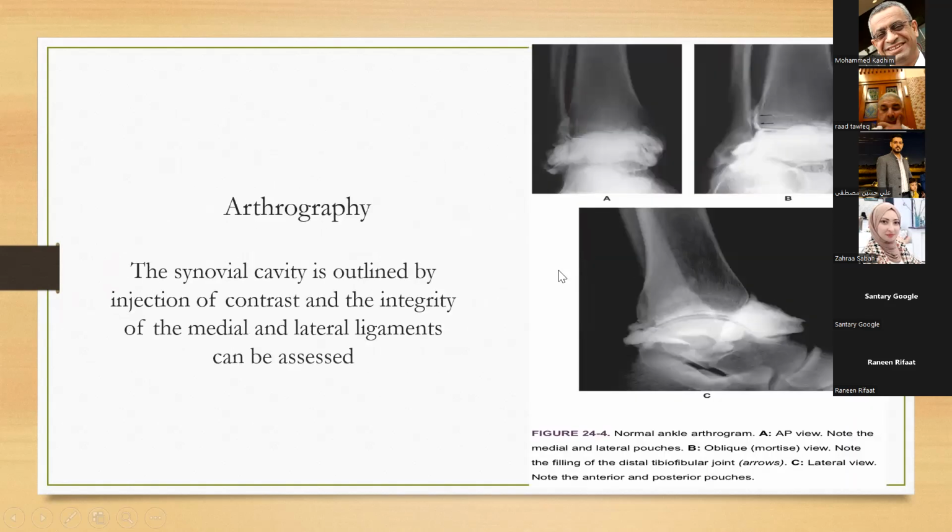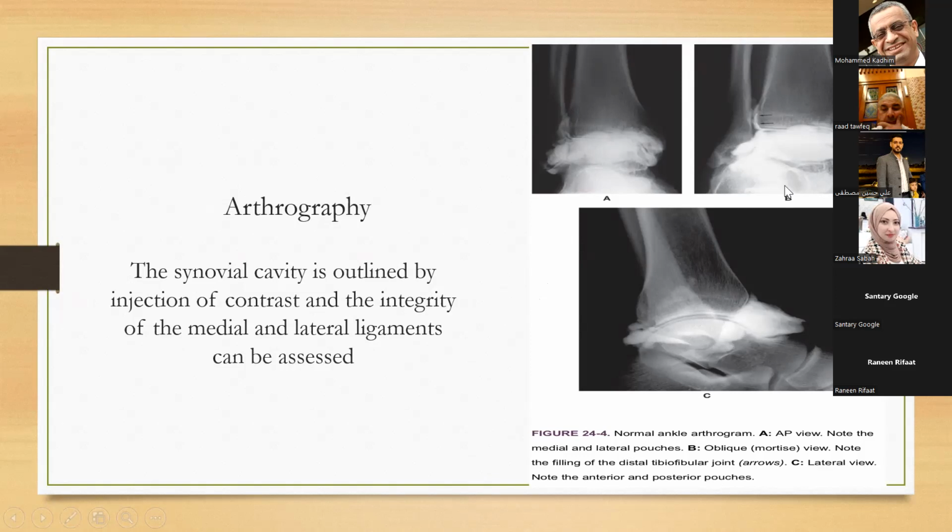Arthrography. The synovial cavity is outlined by injection of contrast, and the integrity of the medial and lateral ligaments can be assessed. This is the normal ankle arthrogram. This is the AP view. And we note there is a medial and lateral pods.